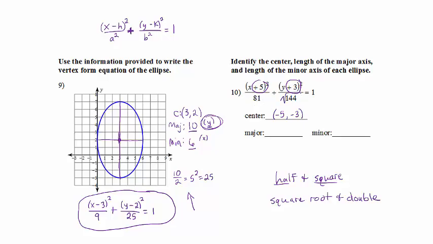So you square root 144 and get 12, which is an awesome number to get. You square root 81 and you get 9, which is an awesome number to get. But our major and minor axis aren't 12 and 9, you have to double those. So the major axis is 24 and the minor axis is 18, because again, the major axis is the longer one.